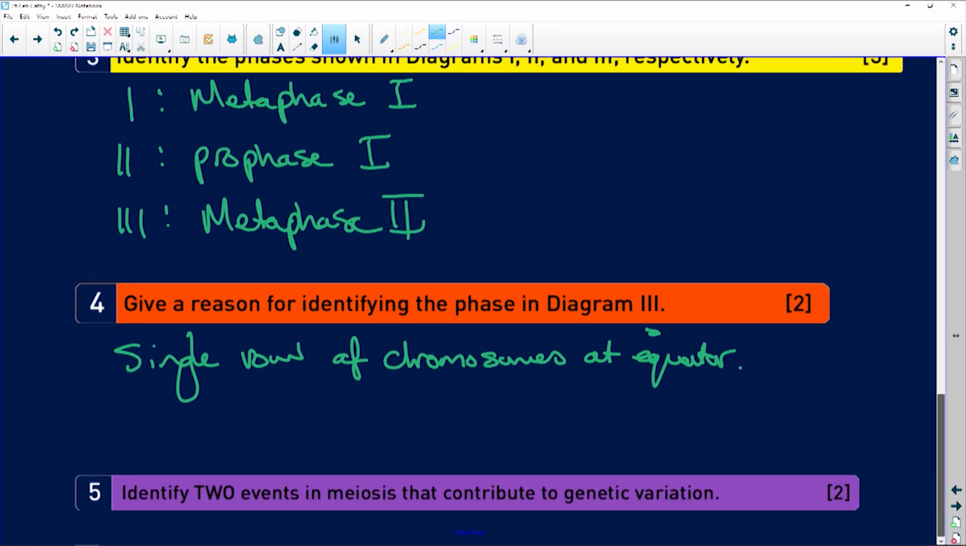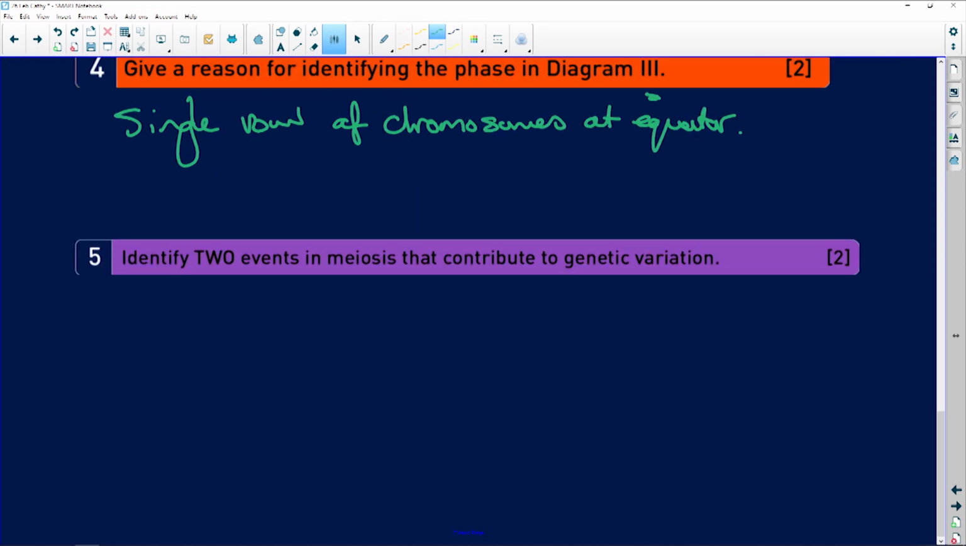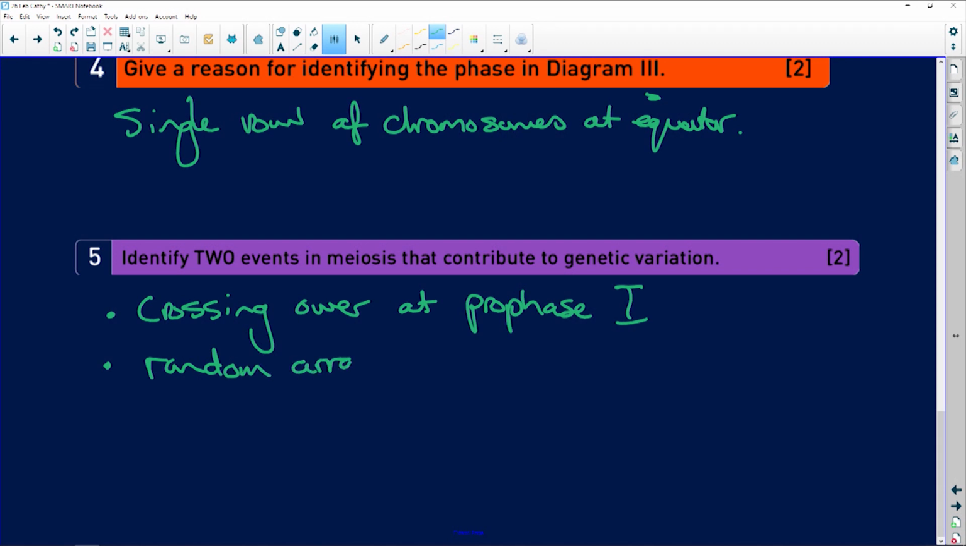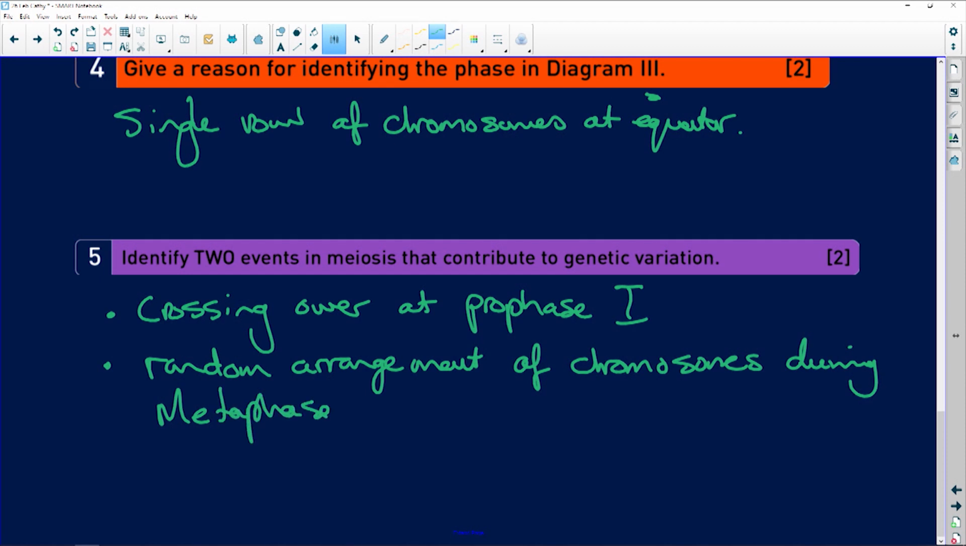I'm going to rush. And it says, give 2 events in meiosis that contribute to genetic variation. That's easy. We have crossing over at prophase. Which prophase? Come think. Prophase 1, because there's no crossing over in prophase 2. And we have random arrangement of chromosomes during metaphase 1 and metaphase 2.